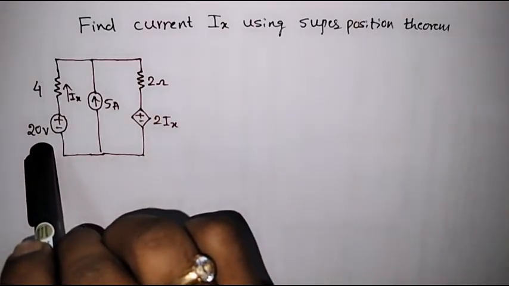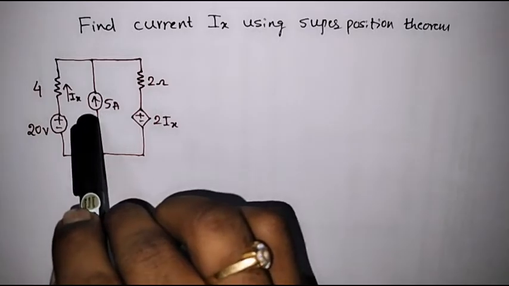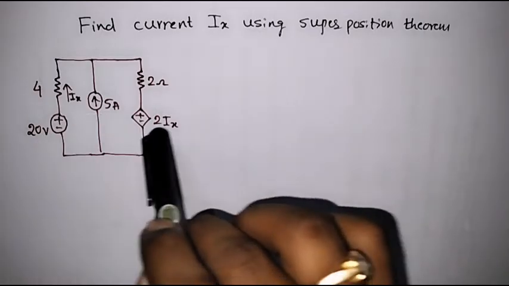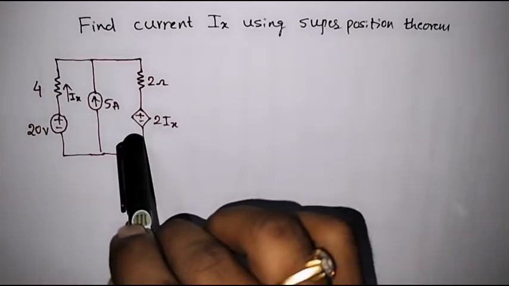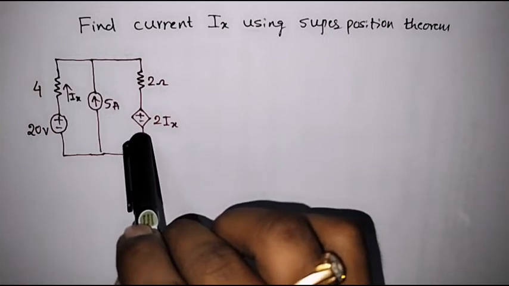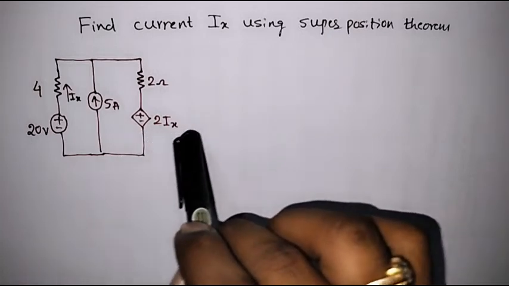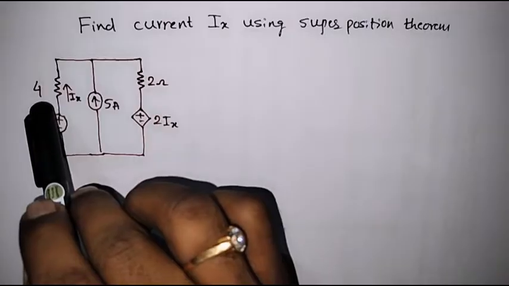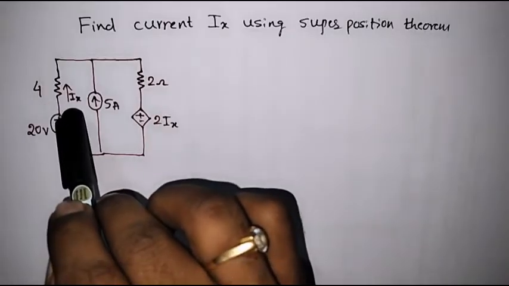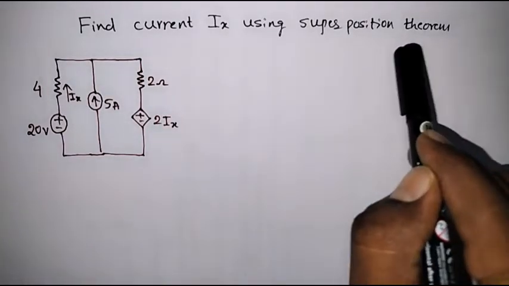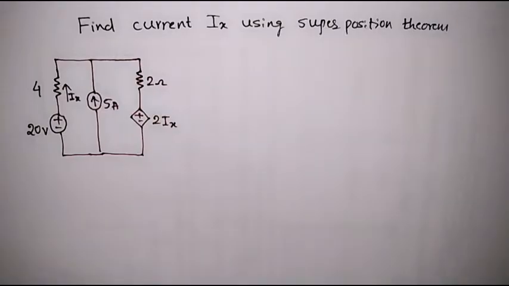20 volt is an independent source, 5 amp is an independent current source, 2 Ix is a current dependent voltage source. It is dependent on the current Ix, where Ix is the current through 4 ohm resistor. We are supposed to calculate Ix using superposition theorem. We know the principle of superposition theorem.